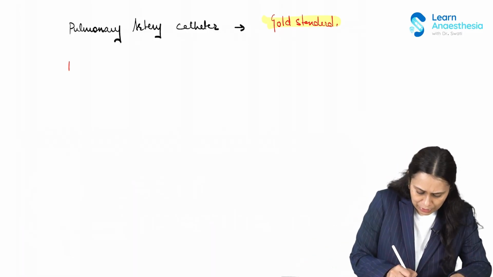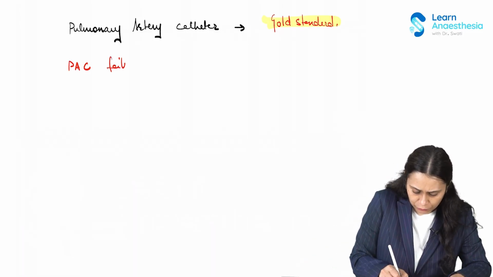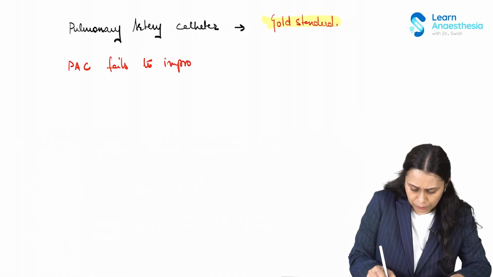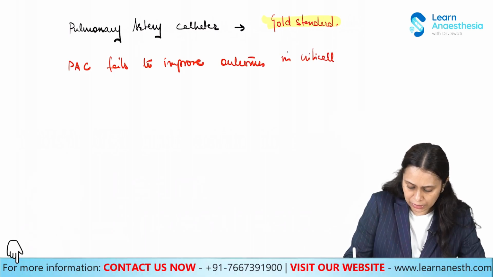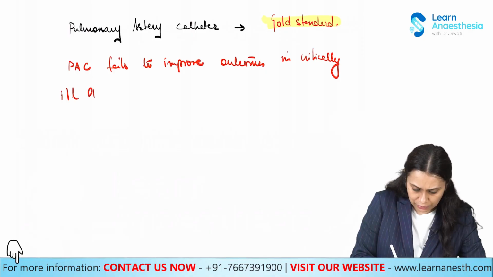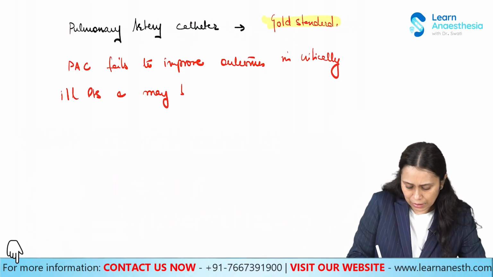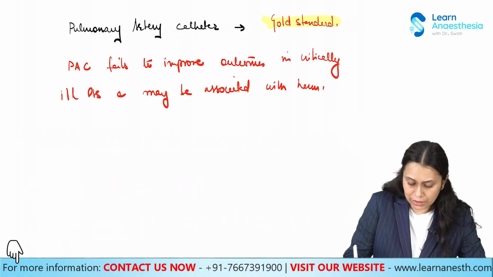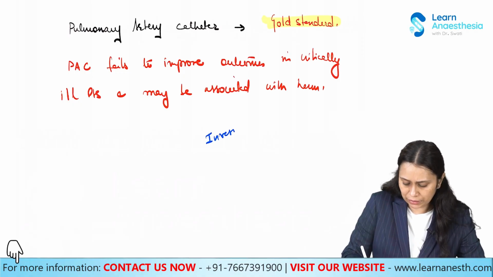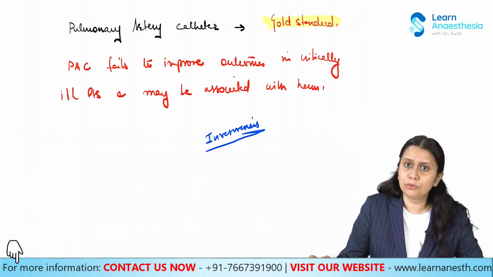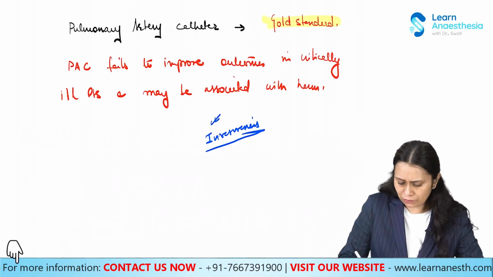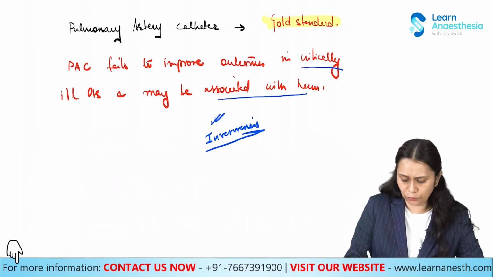So the pulmonary artery catheter fails to improve outcomes in critically ill patients, and may be associated with harm because of its invasiveness. It is quite an invasive monitor, and you can imagine, we are passing through all the chambers of the heart to insert it in the pulmonary artery. So how invasive this monitor is, and in a critically ill patient it may be associated with harm, and it was not improving the outcome at all.